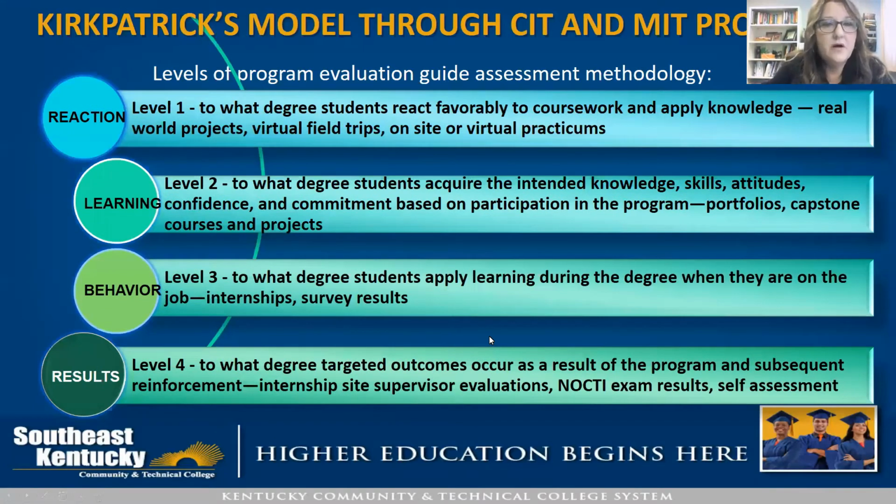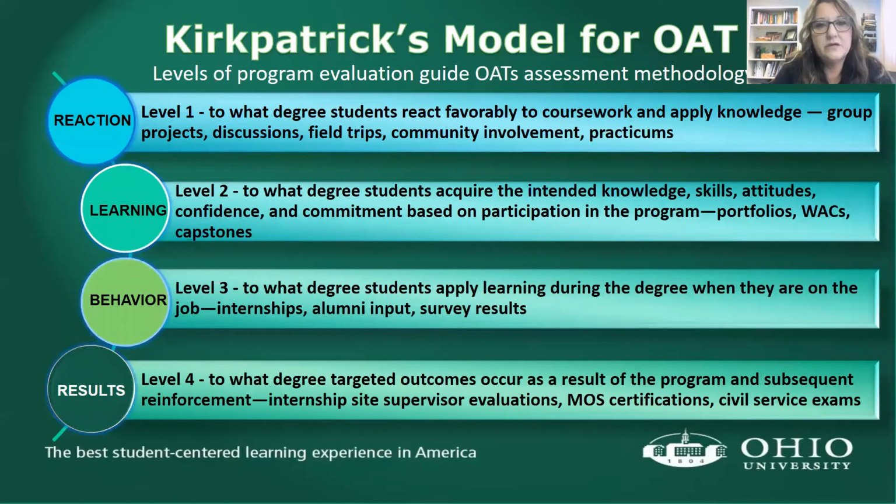So Kirkpatrick's model has 4 levels. Level 1 is to what degree, and I've added students to this. Remember, this is adaptable to business as well, but to what degree students react favorably to coursework and apply that knowledge. And we, in the OA program, do that through group projects, discussions, and field trips. Then level 2 is about to what degree the students acquire the intended knowledge, skills, and attitudes, and gain confidence and commitment from the program. And that comes from the portfolios they create. We use those throughout the program and in our capstone course, and writing across the curriculum.